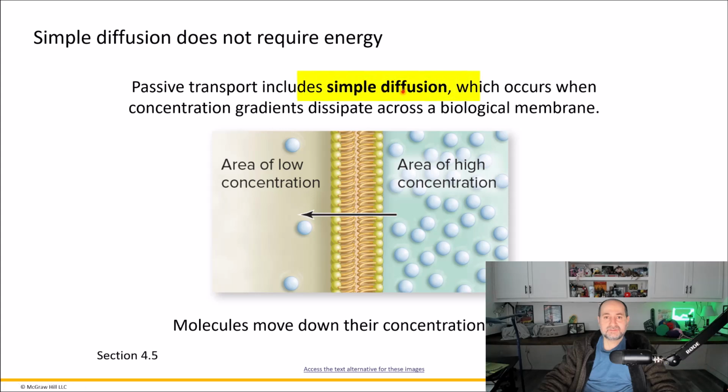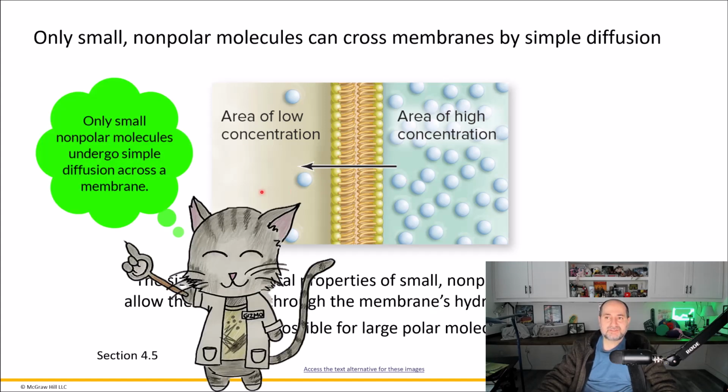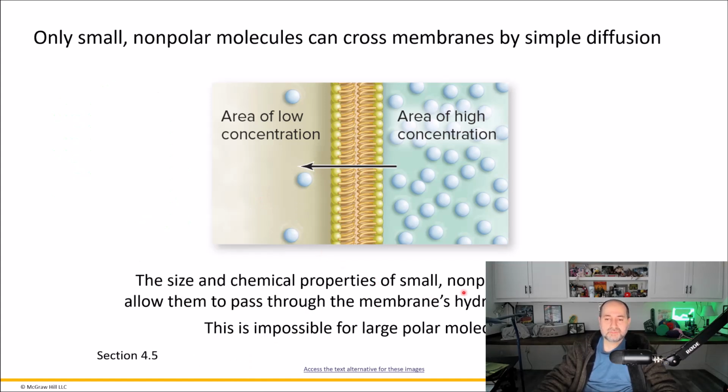You should know that simple diffusion is the passive transport of substance across a biological membrane, and that substance goes directly across the biological membrane. And you should know that only small nonpolar molecules can cross the membrane directly by simple diffusion. So you should know that only small nonpolar molecules can diffuse across the biological membrane directly.